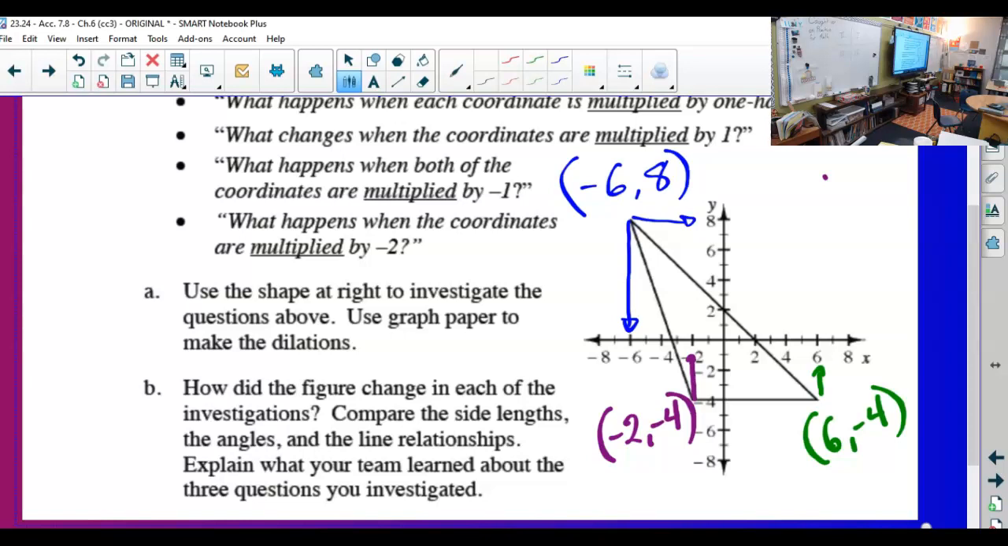We're going to multiply by -1. Now, in the first problem we did, we rotated around the origin, and we ended up in a totally different quadrant.